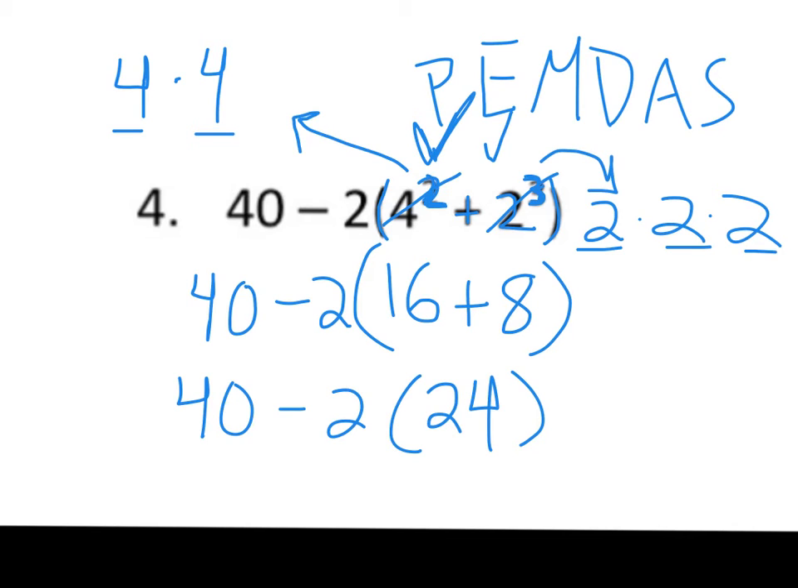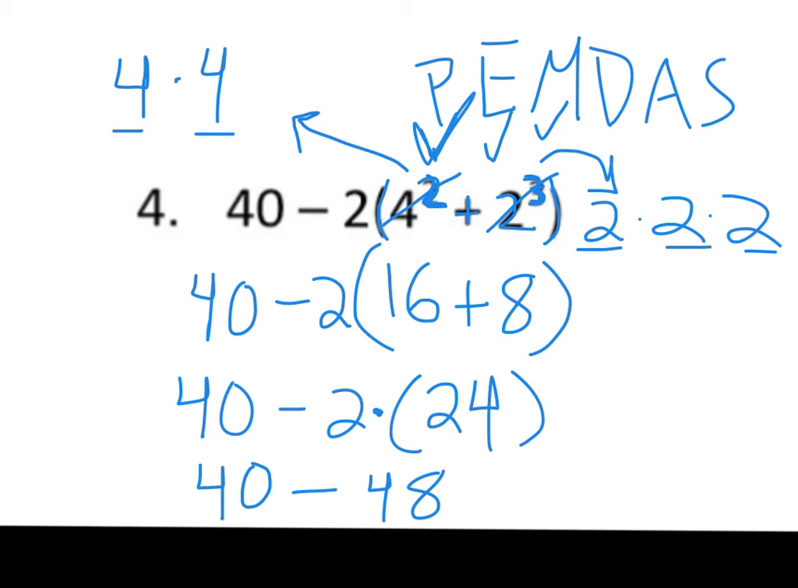Now we're going on to multiplication and division. Do we have any multiplication? You might not see it there, but there's an invisible multiplication dot. Anytime things are next to each other in math, it means multiplication. If we have a number next to parentheses, it means multiplication. So 2 times 24, 48. Bring down the rest of the expression.